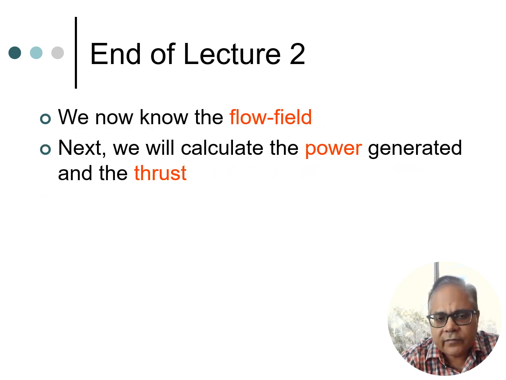So in today's lecture we essentially figured out the flow field, which means we now know the pressure, we now know the velocity, we of course know the density because the density never changes as we are in incompressible flow. And the next stage is to calculate the power generated and the thrust generated, because one of the fundamental principles in wind turbine design is to know how much power we can extract from a wind turbine given its radius.